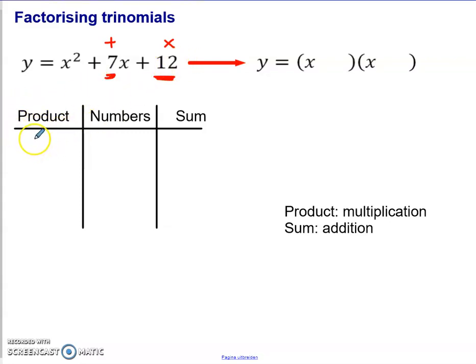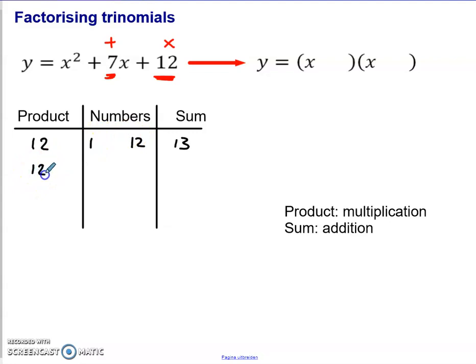So I will write down 12. And now I'm going to think of two numbers. When I multiply them, the solution is 12. And I start as easy as possible. 1 times 12 is 12. But the sum of those two numbers, 1 plus 12, is 13. And I needed 7. So those numbers are not the ones I'm looking for.